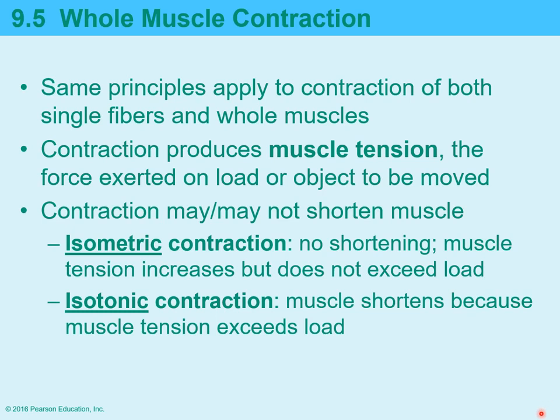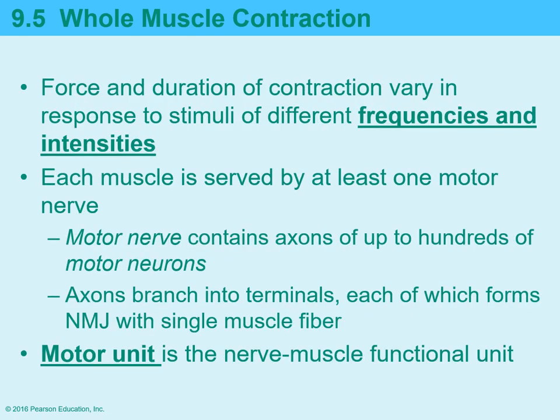Everything is interrelated. When we look at whole muscle contractions, a lot of the same principles are going to apply. Contraction produces muscle tension, which is the force that's exerted. Now, contraction may either shorten the muscle or it may not. Isometric contraction, there's no shortening. The muscle tension increases, but it doesn't exceed the load on it. Isotonic contraction is when the muscle does shorten because the muscle tension exceeds the load on it.